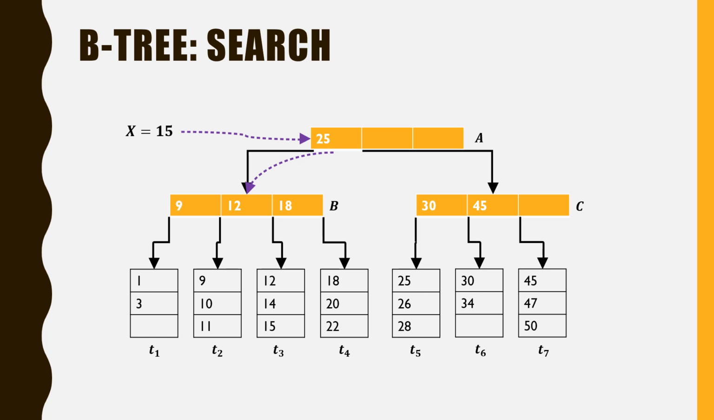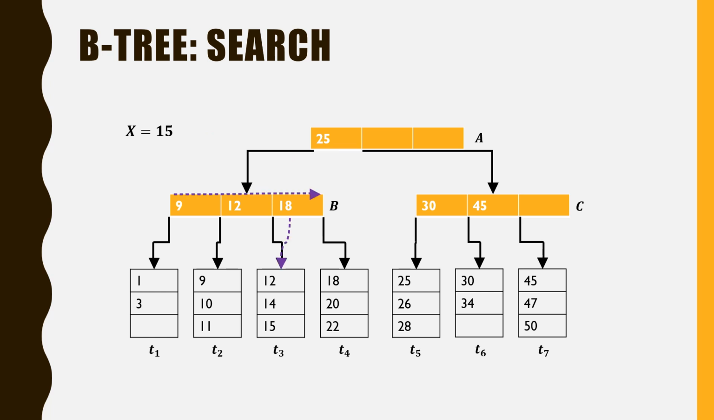According to the definition of the key in the B tree, the smallest element stored in the second subtree of the root is 25. Since our target X is smaller than 25, it cannot be present in the second subtree. Therefore, we proceed to examine the first subtree of the root.